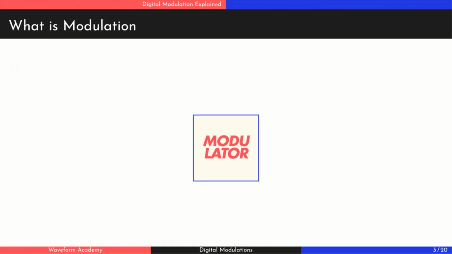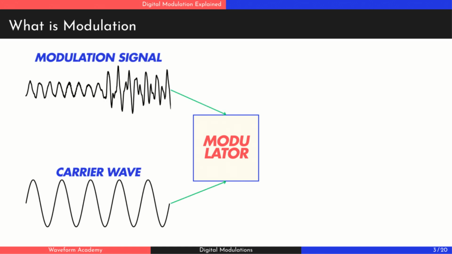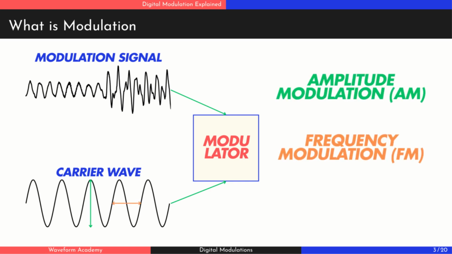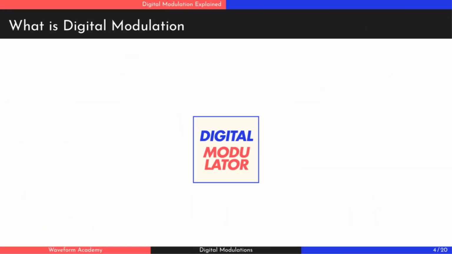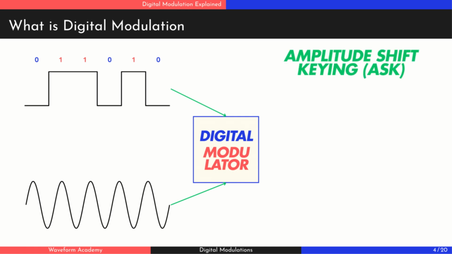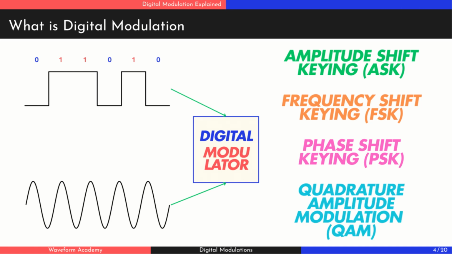In telecommunications, modulation is the process of encoding information by altering one or more properties of a carrier wave using a modulation signal. The key properties of the carrier wave that can be modified include its amplitude, which forms the basis of amplitude modulation, its frequency, used in frequency modulation, and its phase, which is the principle behind phase modulation. In digital modulation, an analog carrier is modulated by a discrete signal. The most common digital modulation techniques are amplitude shift keying, frequency shift keying, phase shift keying, and quadrature amplitude modulation.